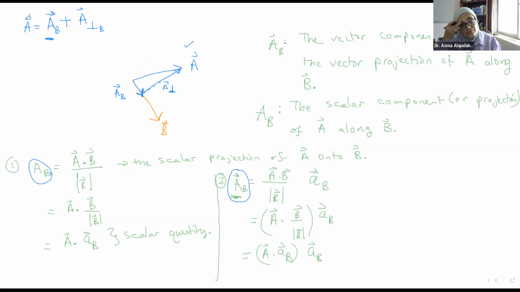So let's say I have a question for you, and I give you the vector A and the vector B, and I ask you to find a vector that connects B to A, and that vector is perpendicular to vector B. So you can first find the projection of A along B, which is this projection, and then you say that the perpendicular vector, A perpendicular to B, should be equal to the vector A minus its projection onto vector B.